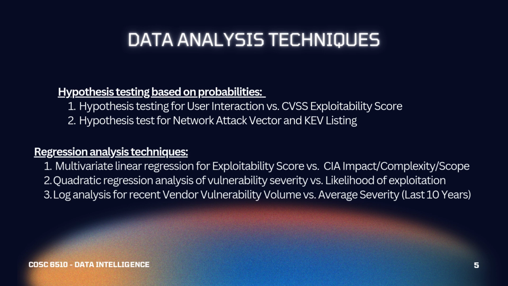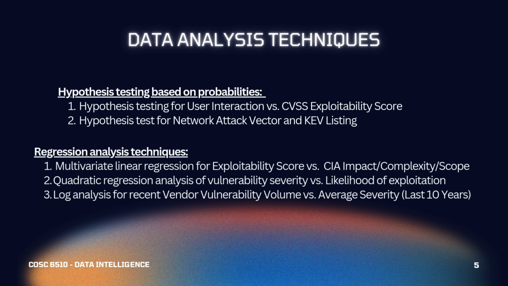And the second hypothesis is going to be testing whether vulnerabilities exploitable over the network are more likely to be listed in the CISA KEV, and accepting the null hypothesis would mean that it is not likely that if a vulnerability is exploitable over the network, it will be in the KEV listing.